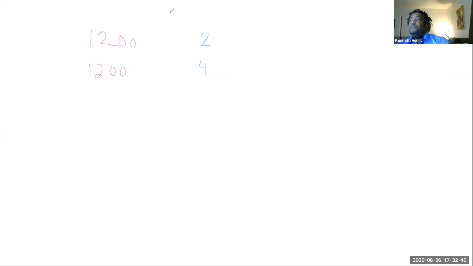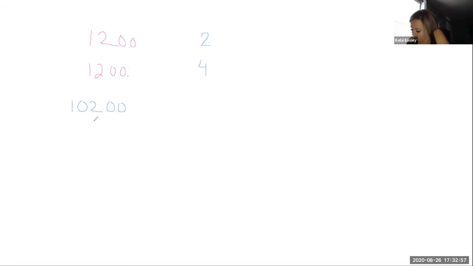Okay, so if a 0 is in between 2 numbers, it becomes significant. This is called a captured zero or a trapped zero. So how many significant figures does this number have? 3.